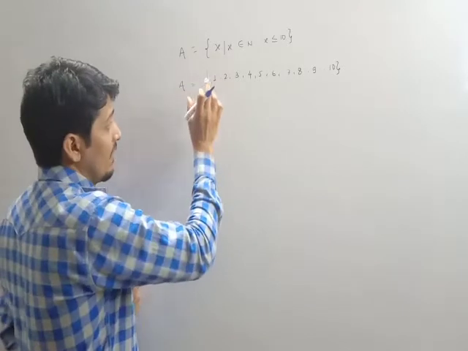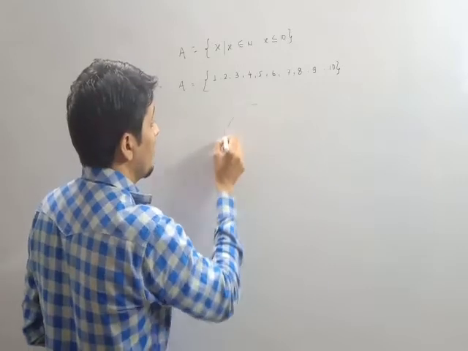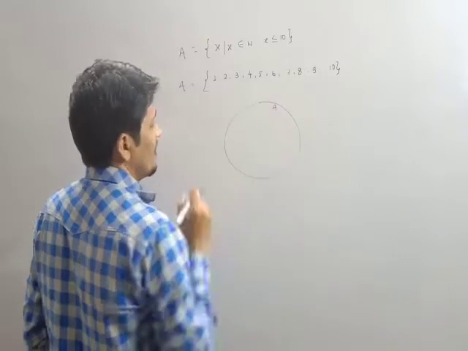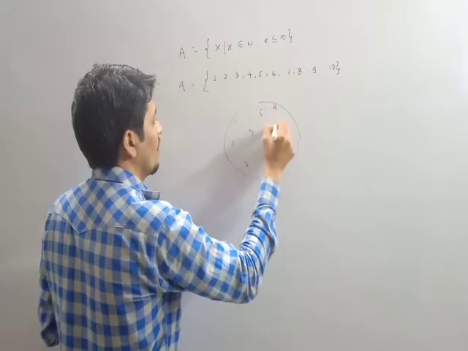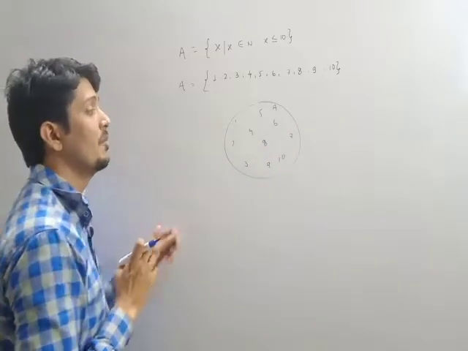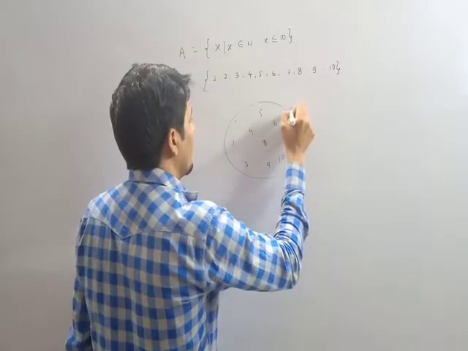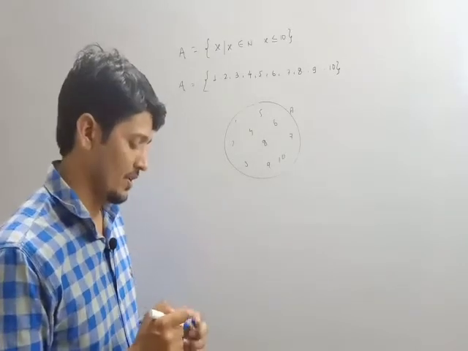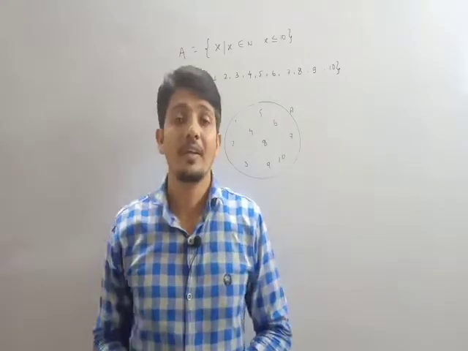Now we have to write this set in the form of Venn diagram. So inside the closed structure, here we have written A, which is the set, and 1, 2, 3, 4, 5, 6, 7, 8, 9 and 10 are the members of set A. We can write A over here or we can write A here also. Okay, so this is the Venn diagram. Now we will understand a few examples which are given in your textbook.